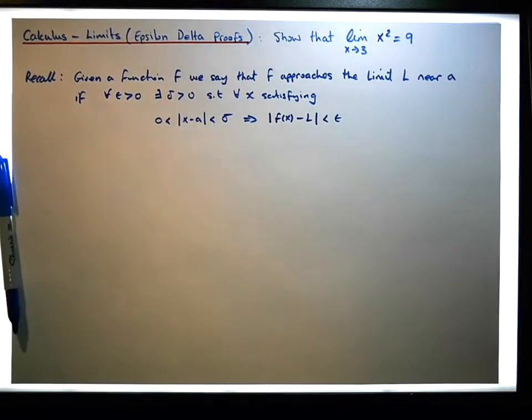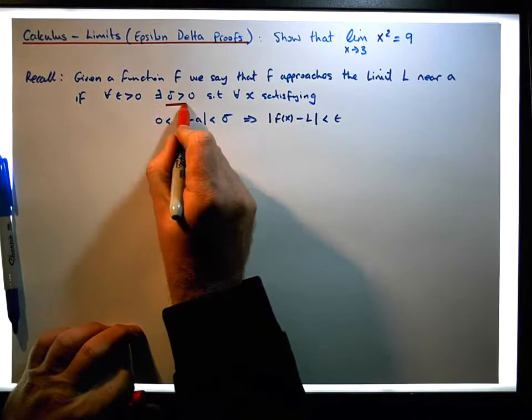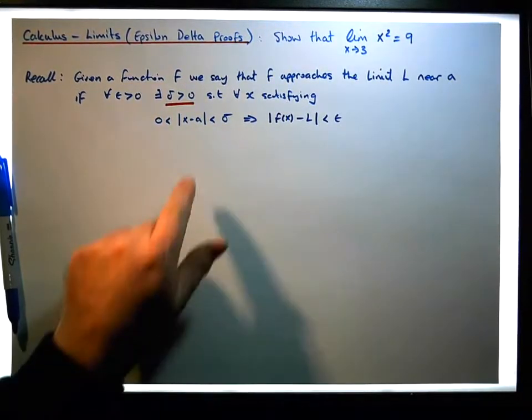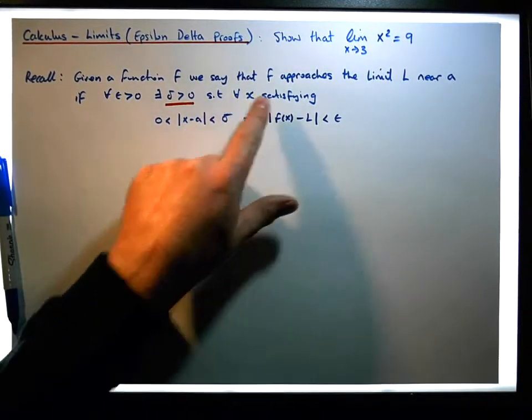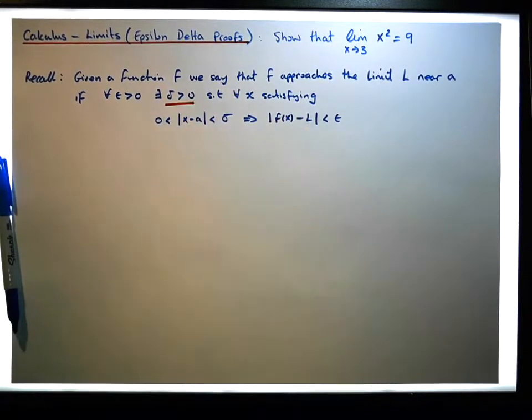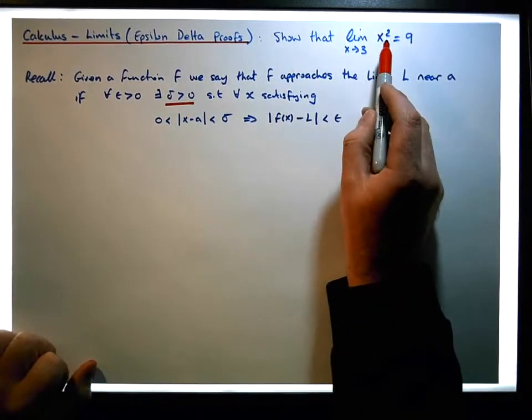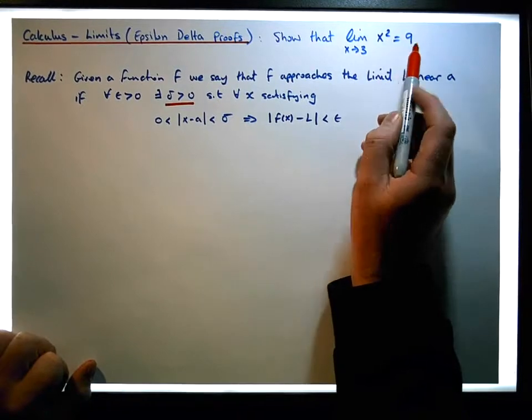Ultimately, if we're given any epsilon greater than 0, we need to find a particular delta greater than 0, such that for all x that satisfy this condition, we can infer this condition over here. In this particular case, what we'd like to show is that the limit of x squared as x tends to 3 is equal to 9.